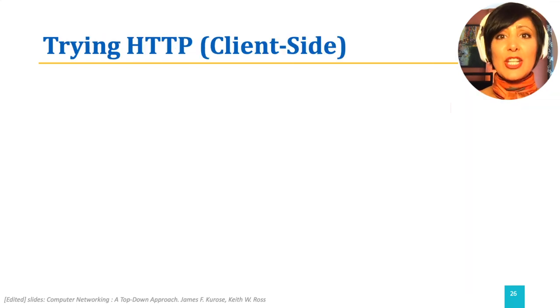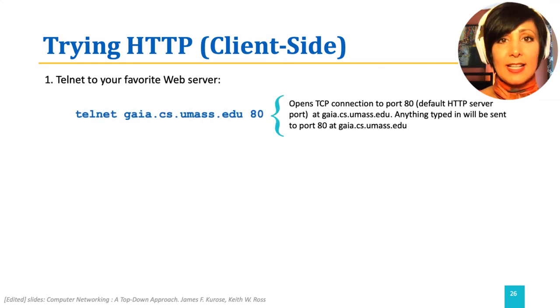We analyzed an HTTP request and an HTTP response. However, nothing is better than doing it for real yourself. Open a terminal and type telnet gaia.cs.umass.edu 80. This opens a TCP connection to port 80, which is the default HTTP server port at the given server. Anything typed in from now on will be sent to port 80 at the server.